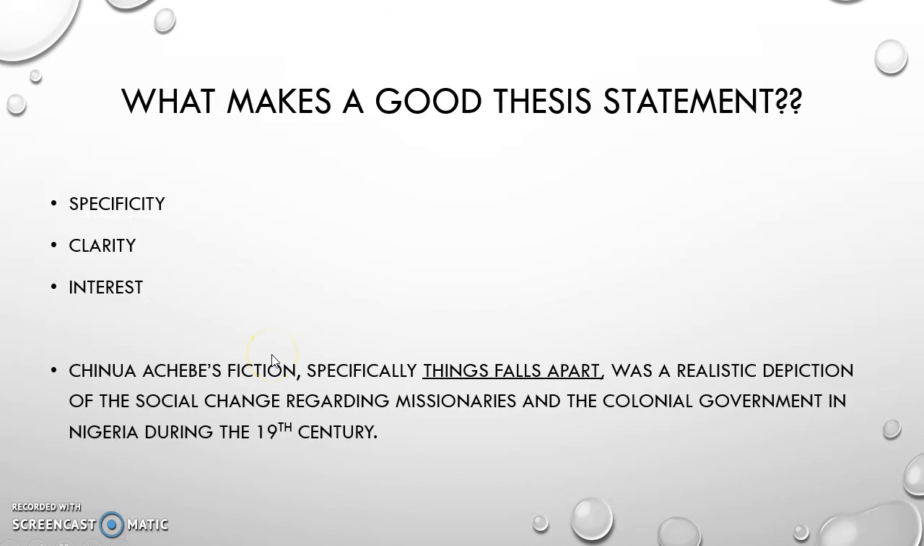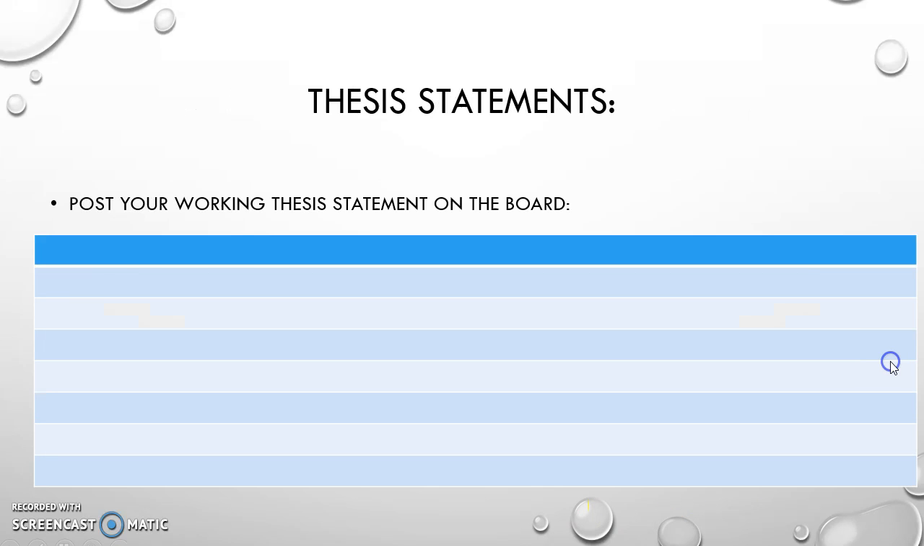So what makes a good thesis statement? I'm going to ask for specificity, clarity, and interest. This is my thesis statement. Nobody actually chose this topic, but this is: Chinua Achebe's fiction, specifically Things Fall Apart, was a realistic depiction of the social change regarding missionaries and the colonial government in Nigeria during the 19th century. Very, very specific. This would be very simple to write about, just because I've already identified all the different elements that I would write about in this topic.